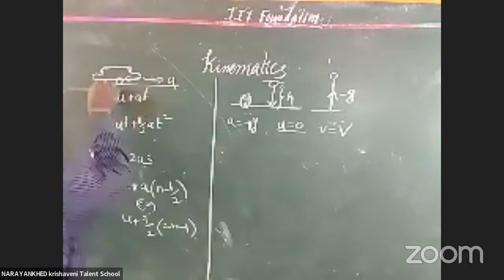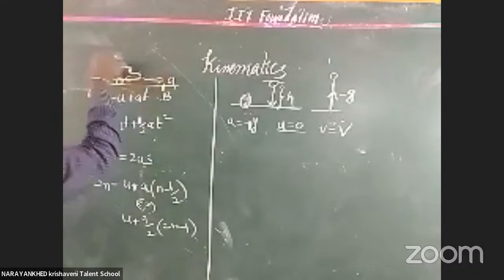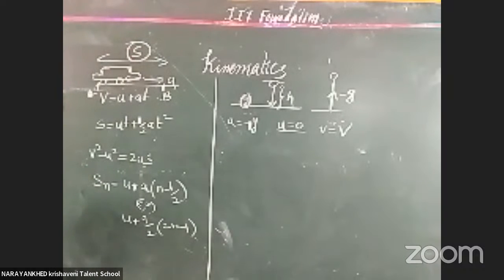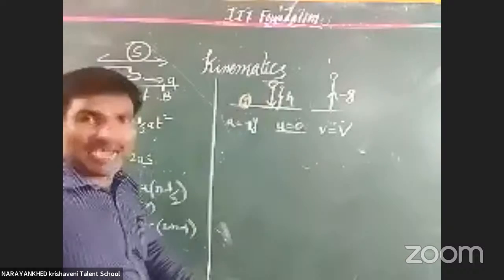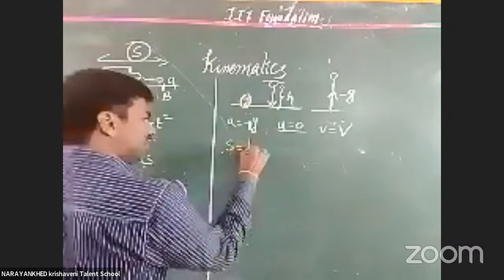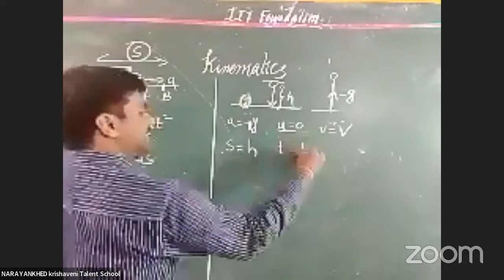Here, the body normally starts at A and reaches B. This distance is called what? The traveling distance is indicated by s, but here it will be the traveling distance, the height. That's why here s is equal to h, you take it as h. Understand all of it? And there is no change in the time taken, t.